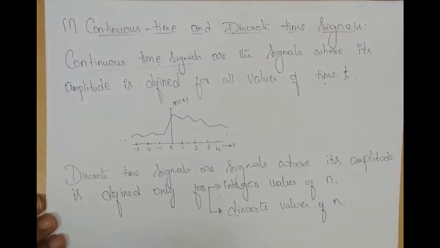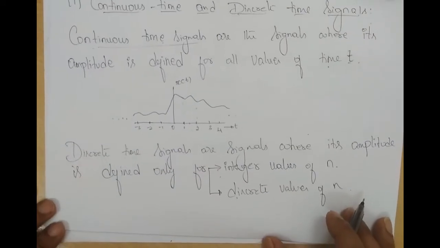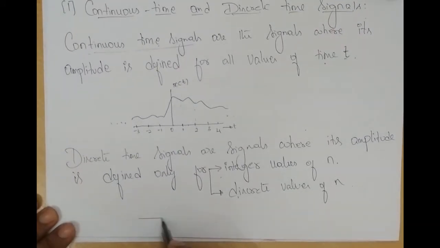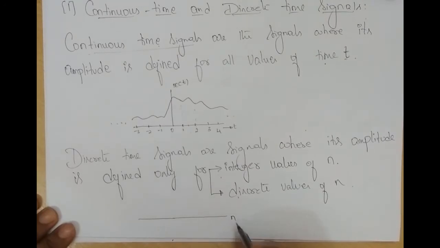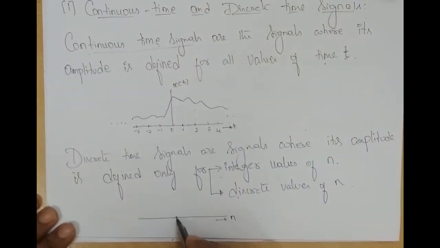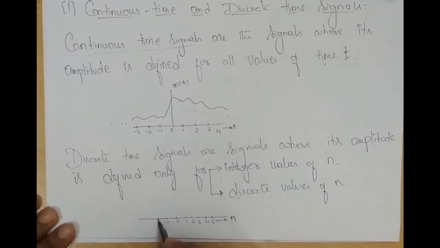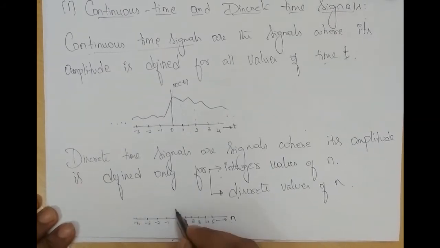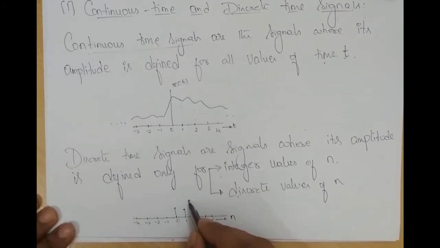Okay, so let me try to convince you with a graphical representation. Say I have a discrete time signal whose independent variable is n. So for a discrete time signal, the independent variable is n, whereas for a continuous time signal, the independent variable is t. Okay, so 0, 1, 2, 3, 4, 5, and so on. This is -1, -2, -3, -4, and so on. So I have a sample here.